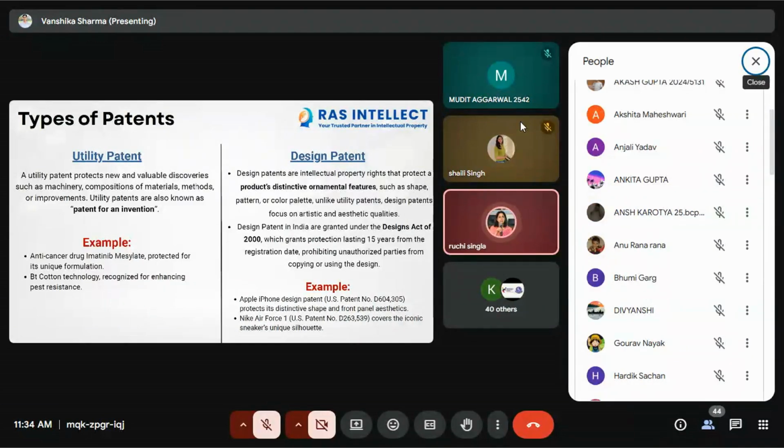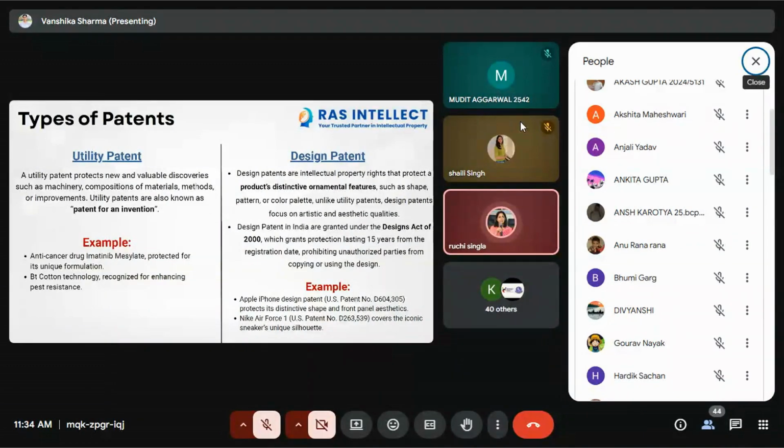And if I talk about design patent, suppose you have created a product, a prototype, which will help you in addressing some business concerns, or which will help you in addressing some financial concerns, right? Then you can go for a design patent of that. Utility patent is basically for an idea or for a process.